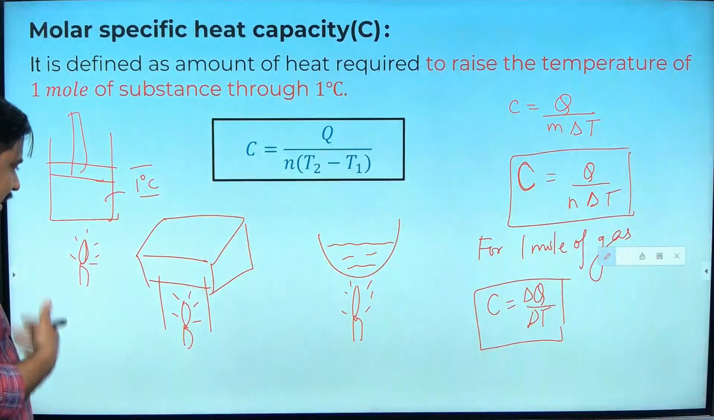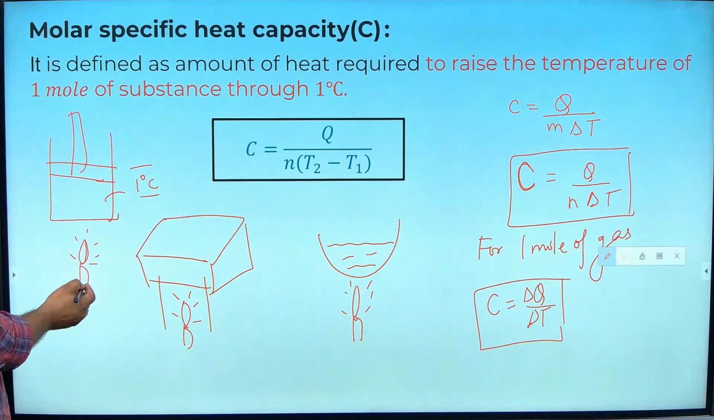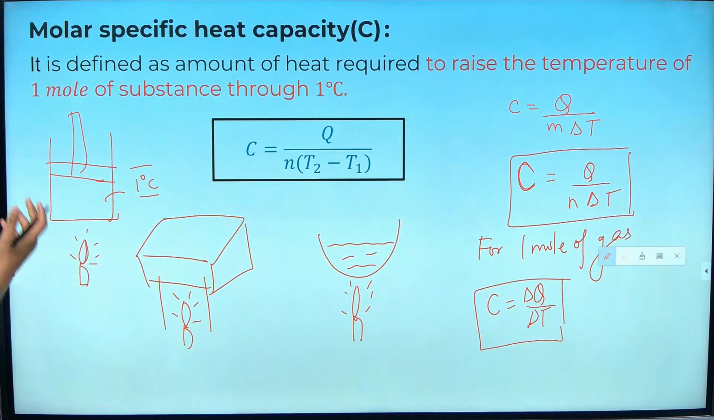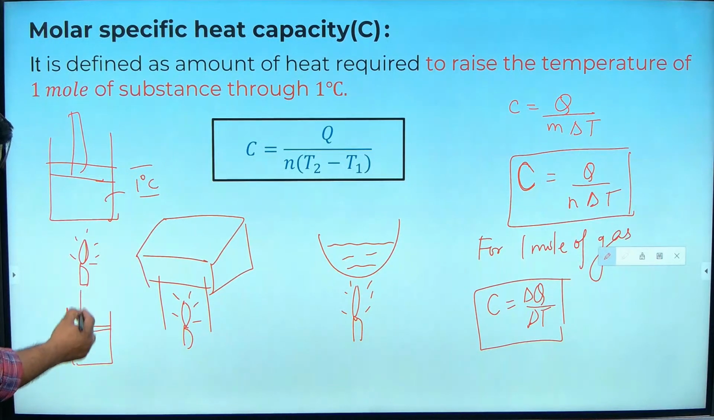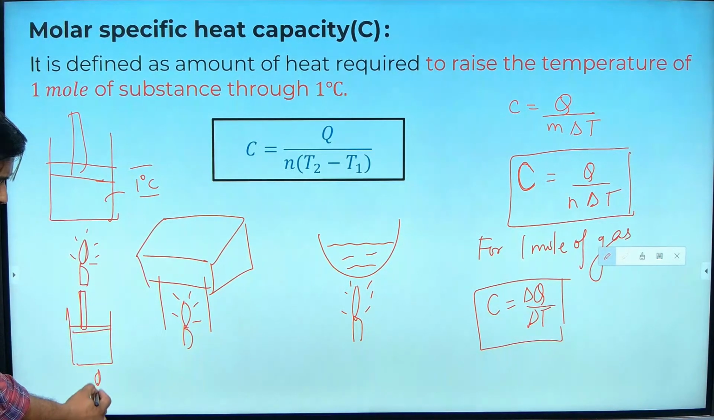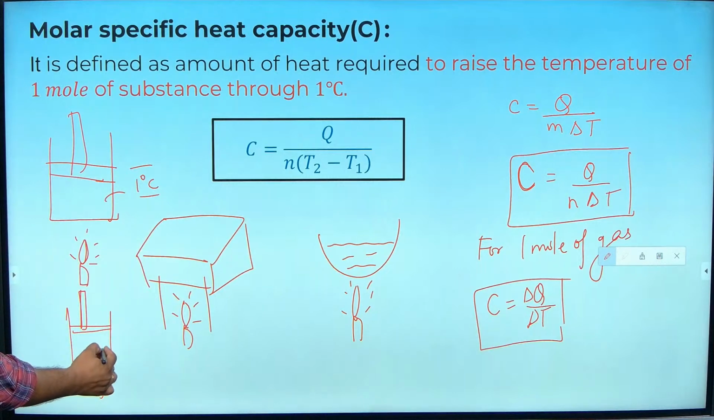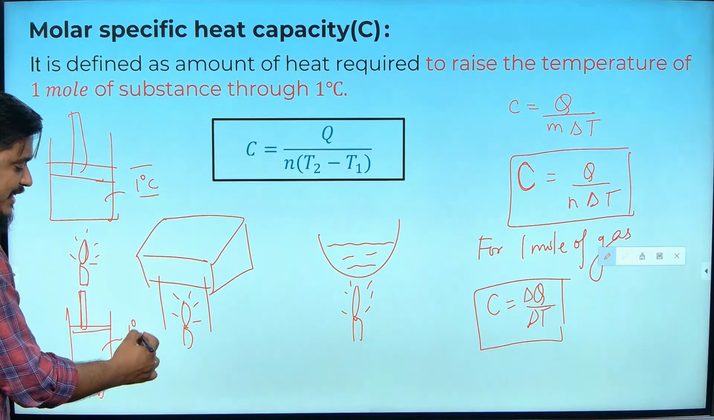But in nature, naturally what will happen? When you are heating it, the volume will increase, isn't it? But if I am trying to maintain the pressure as constant, then what will happen? Whatever heat you are supplying is used for 2 things. One is to raise the temperature, another is to move the piston upwards. And you calculate how much heat is required to change the temperature by 1 degree Celsius.